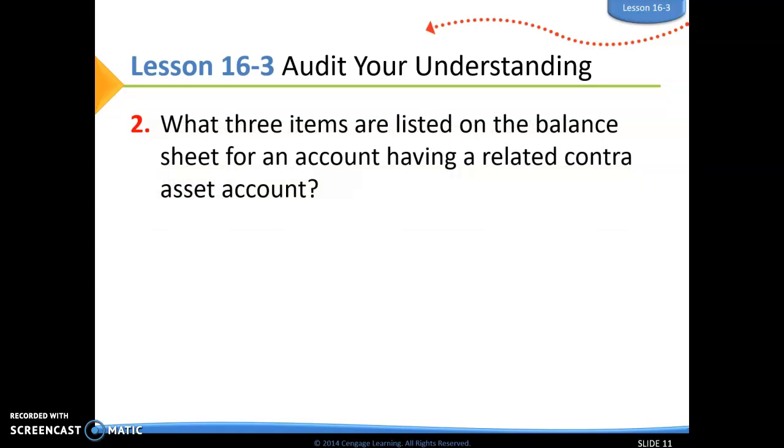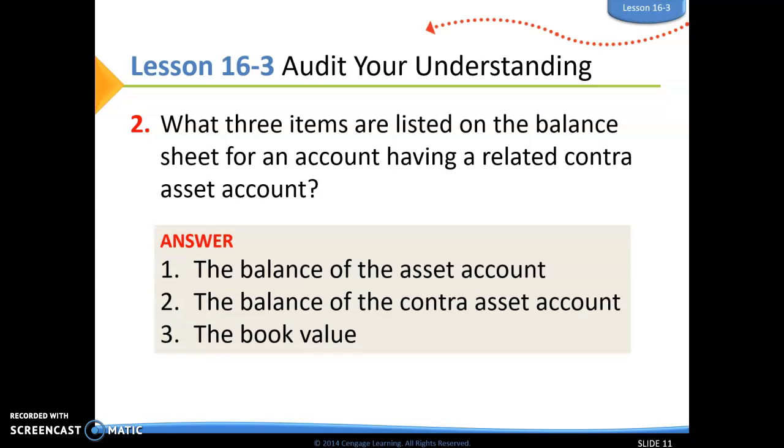Number 2, what 3 items are listed on the balance sheet for an account having a related contra asset account? First, we need to list the balance of the asset account. Then we need to list the balance of the contra asset account. And then we need to list the book value. The book value is just the difference between those two.